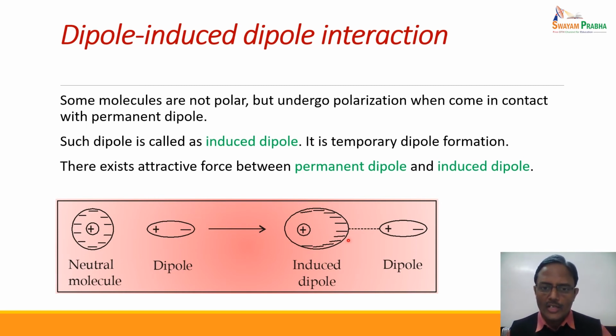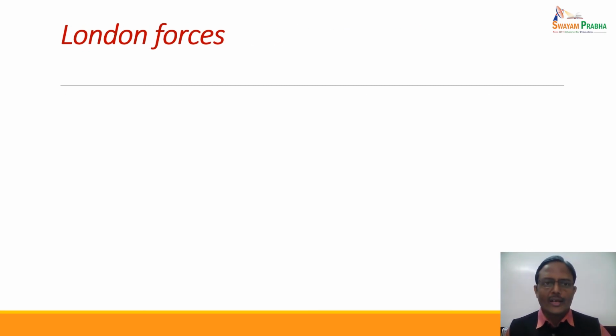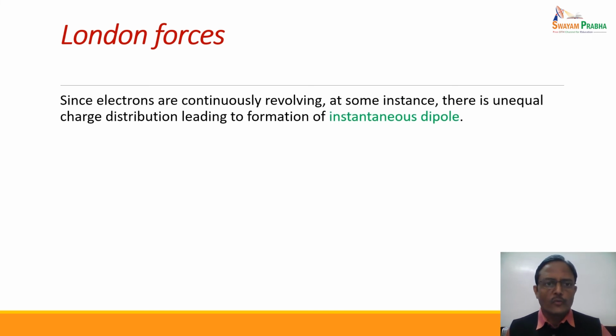Now the negative charge cloud of this induced dipole gets attracted towards the positive terminal of a permanent dipole, and such an interaction or force is called a dipole-induced dipole interaction. One more type of force is called the London forces. Now these forces are the weakest forces among all. Since electrons are continuously revolving, at some instance there is unequal charge distribution, leading to formation of an instantaneous dipole.